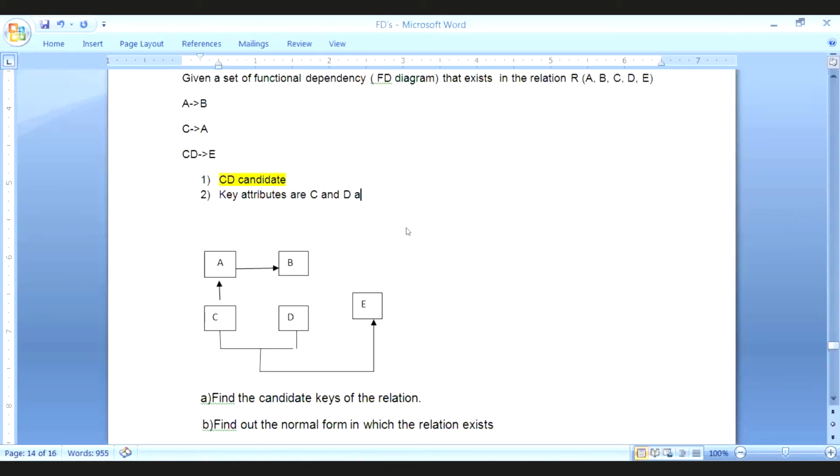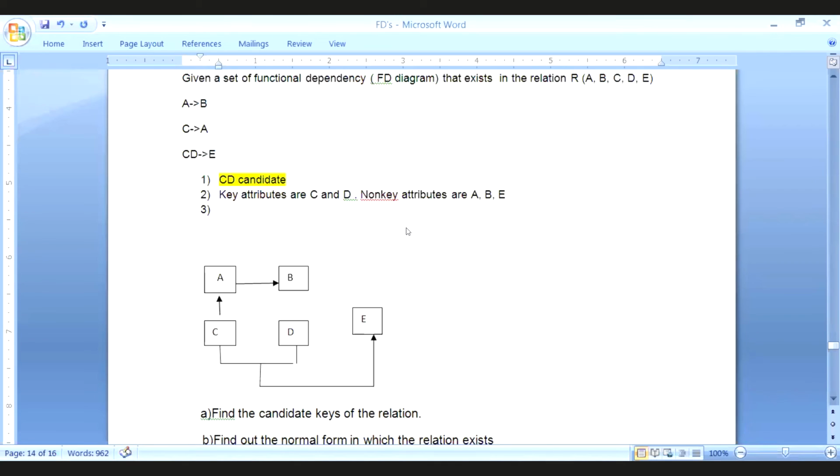And non-key attributes. So this is the second step. You should follow the steps, then it will become easier for you. Who are the non-key attributes? A is one of the non-key attributes, B is the second non-key attribute, and E is the third non-key attribute. So C and D are key attributes, A, B, E are non-key attributes.